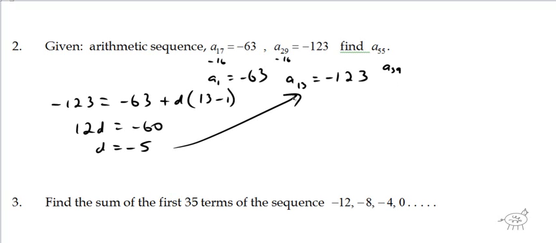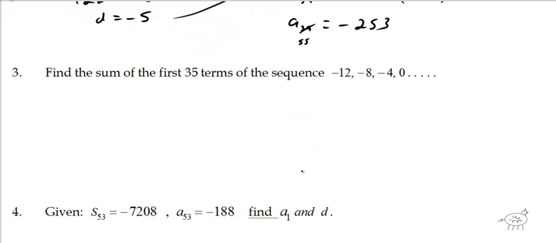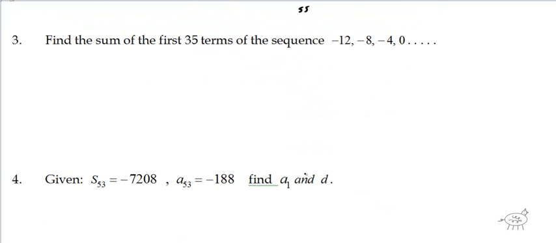Okay, and now I use that with my a sub 1, and I get a sub 39 equals a sub 1, which is negative 63, minus 5 times 39 minus 1. So a sub 39 comes out to be negative 253, and of course a sub 39 is really a sub 55.